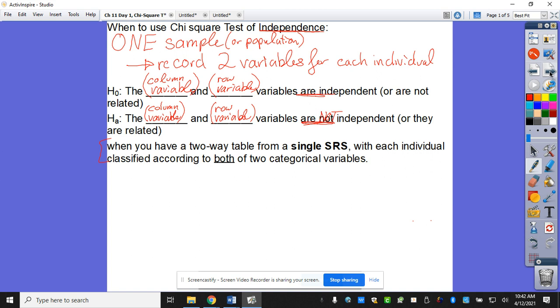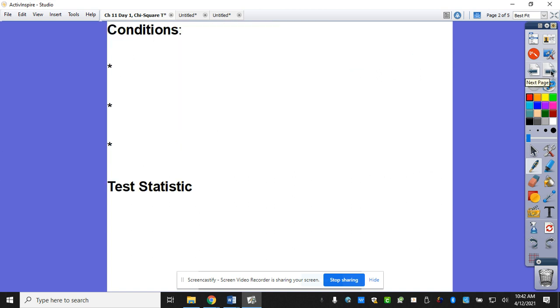All right, conditions. I'm going to go through this kind of quick. We usually have 3 conditions, what's our first one? Random. What's our second condition usually, but it's not today? Normal. What's our third condition?